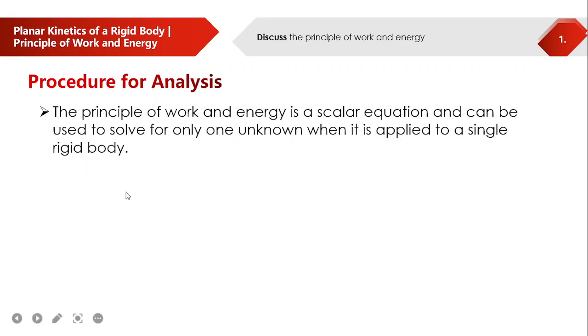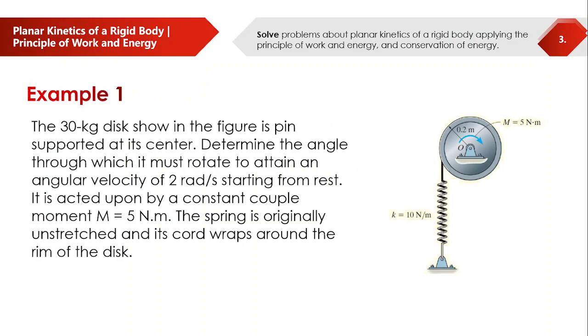So, the principle of work and energy is a scalar equation and can be used to solve for only one unknown when it is applied to a single rigid body. Don't forget that the principle of work and energy is a scalar equation, so it can only solve for one unknown. Okay? So, this is your principle of work and energy formula: T sub 1 plus total work is equal to the final kinetic energy, T sub 2. Okay? So, let's have an example.